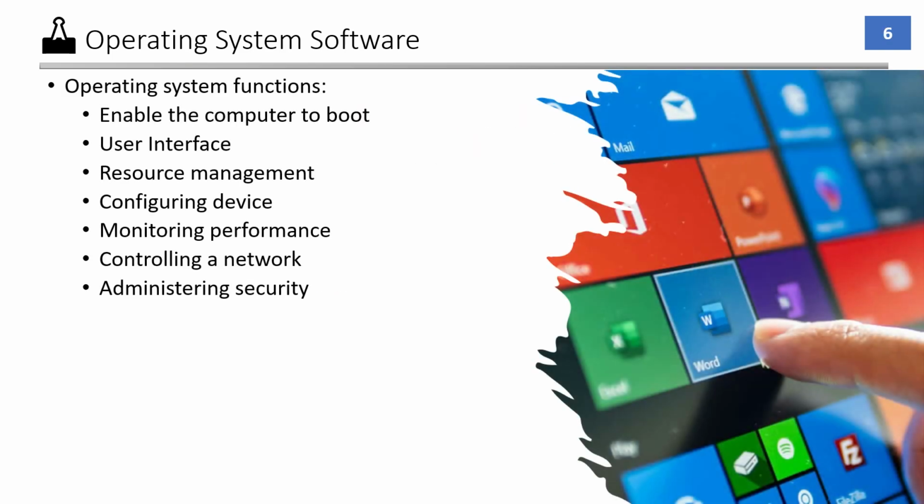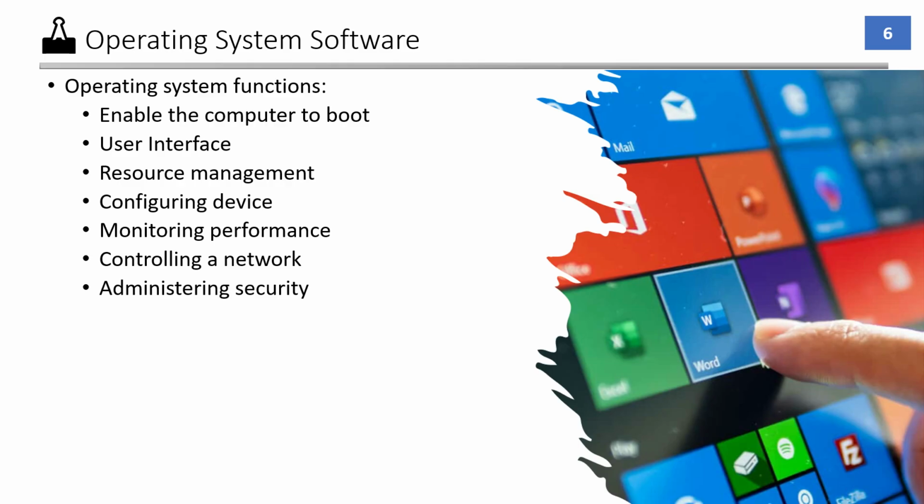An operating system performs several important functions that allow a computer to work properly. First, it enables the computer to boot, which means it starts up the system when the power is turned on. The operating system provides a user interface such as icons, menus, and screens that allows users to interact with the computer easily. It also handles resource management by managing the CPU, memory, storage, and other hardware so different programs can run smoothly at the same time.